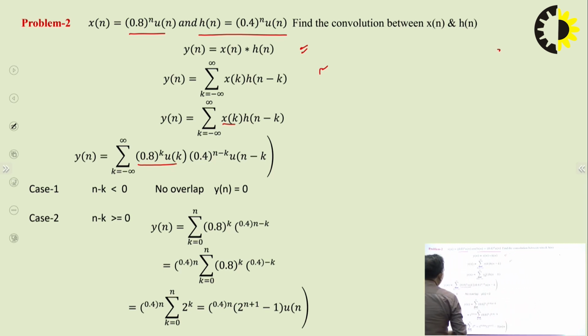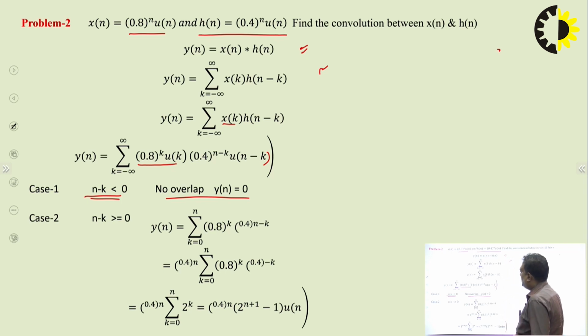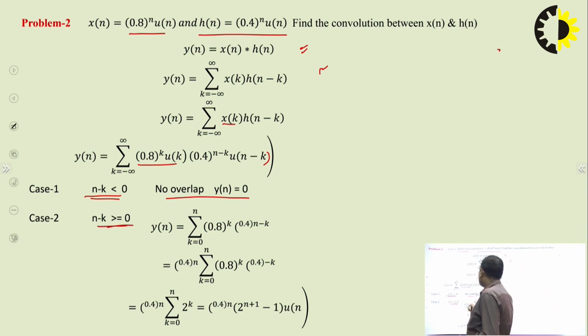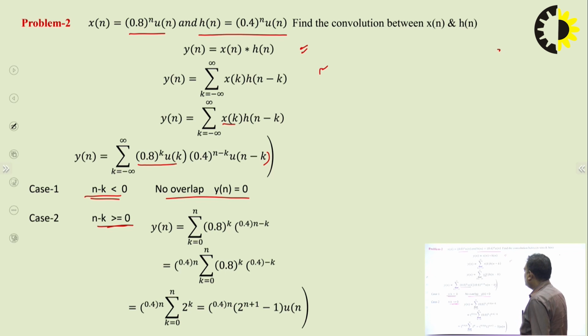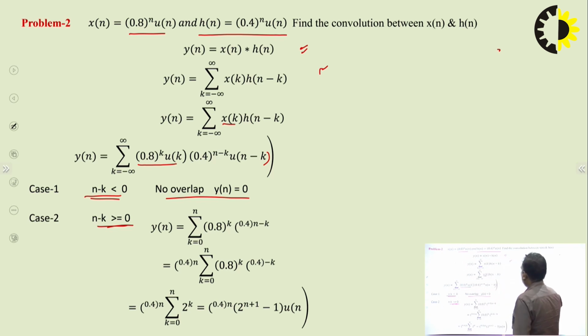If you see the first case, if n minus k is less than 0, there will be no overlap, because this is a causal signal. And if n minus k is greater than 0, there will be overlap, and in this case the limit will be given by u[k] and u[n minus k]. It means you draw first u[n], then u[k], then u[minus k], then you shift it.